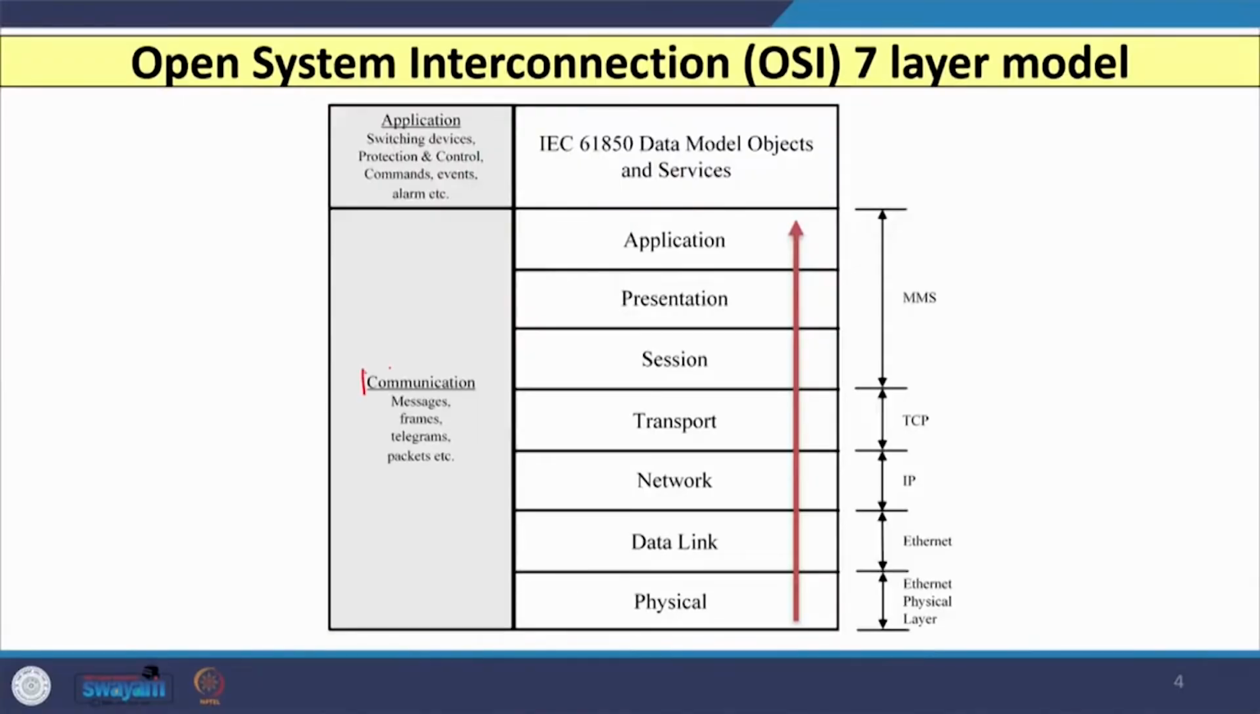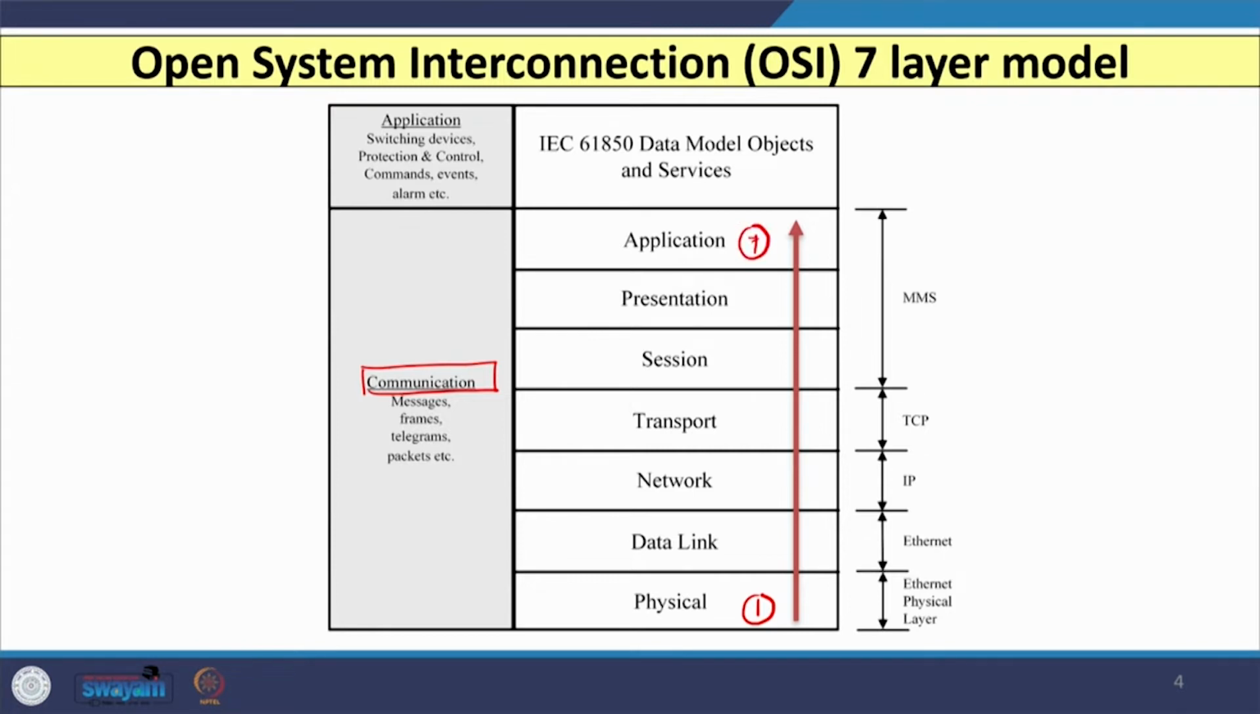It is meant for the communication purpose, and this communication can be in the form of messages, frames, telegrams or packets. Usually we know that when we are dealing with PMU, PMU will send the data in the form of packets. So, these 7 layers under the communication part are related to the messages, frames, telegrams and packets, and the 7 layers start from the bottom, that is the physical layer is the first one, and if you move ahead then the application layer is the 7th one.